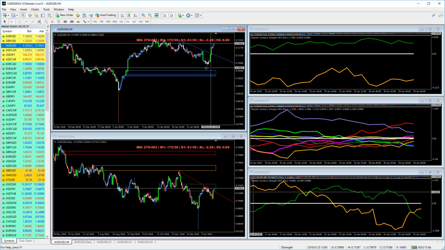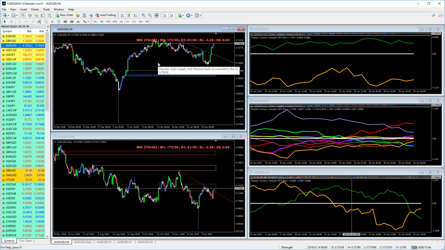Here we have Friday, so this is where Friday is down here. This is happening at the point where price is accumulating at demand. I wouldn't have gotten into this trade because price didn't come back far enough, but I think you get the idea.